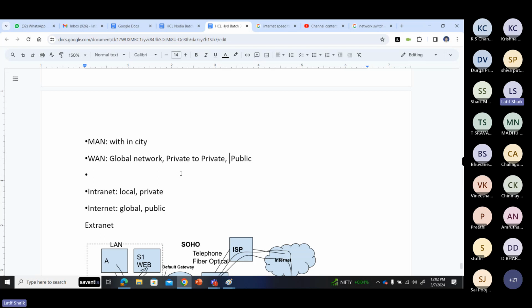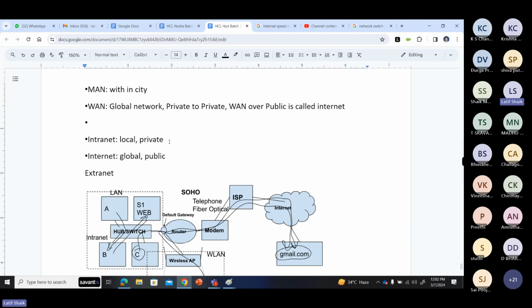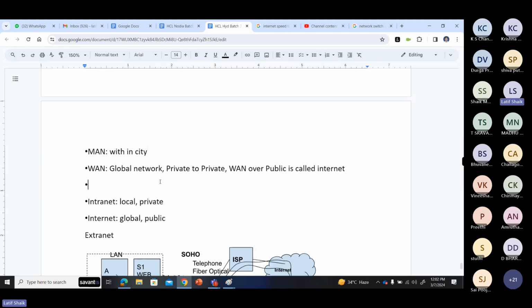WAN over public is called the internet. Okay, what is the internet? Anybody? What is the internet? Networks of networks. Guys, understand: LAN is local or private, CAN is within the campus, MAN within the city, WAN the global side.